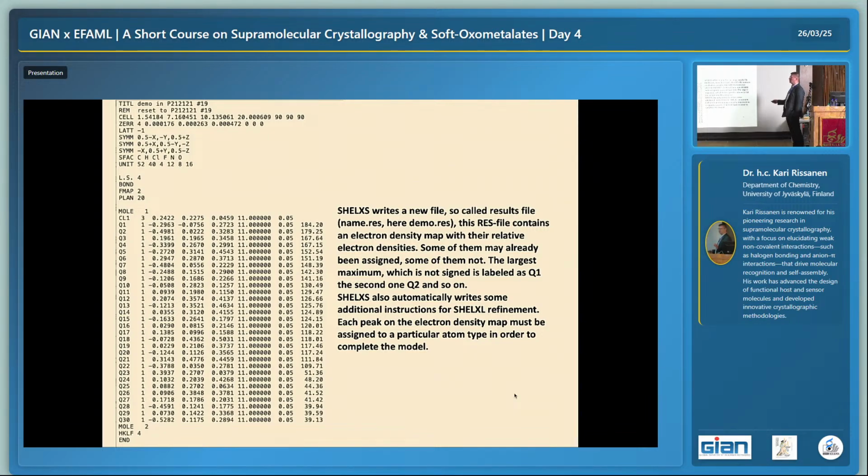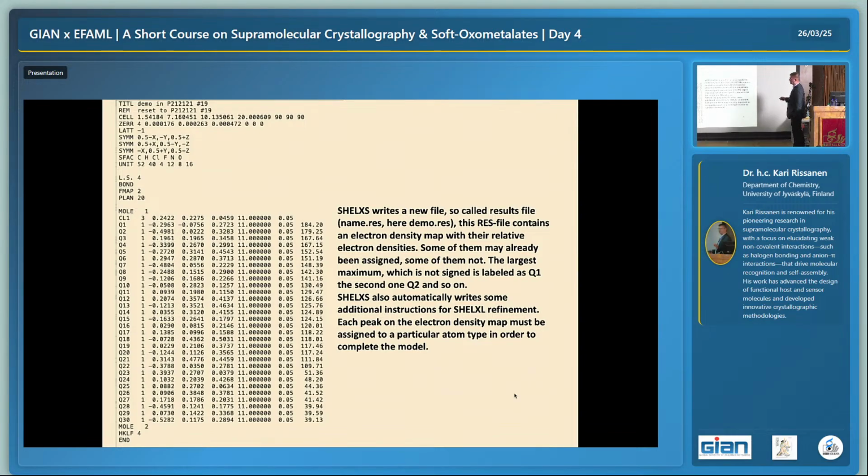Because now it sees that the peak height, the mountain, was much, much bigger than the others, and it knows that there's a chlorine. So the program automatically assigns that heaviest peak as a chlorine. All the others are unknown. So you can see it writes a new file, a results file, here a demo res, it contains the electron density map, with the electron densities as numbers. They are not related to any real numbers, but they are relative numbers.